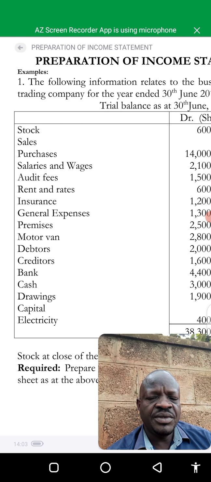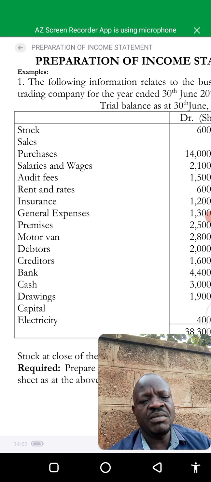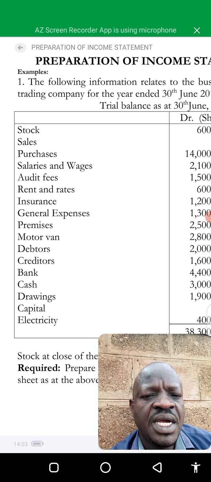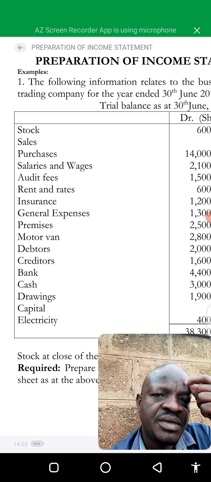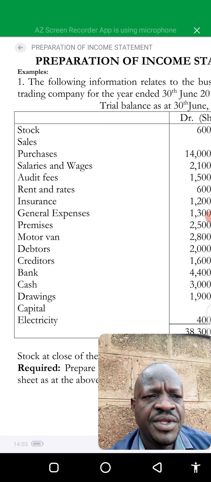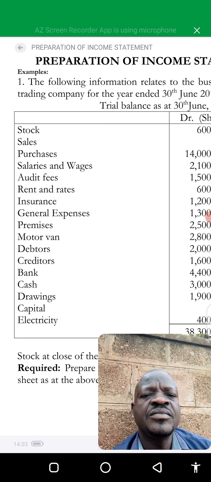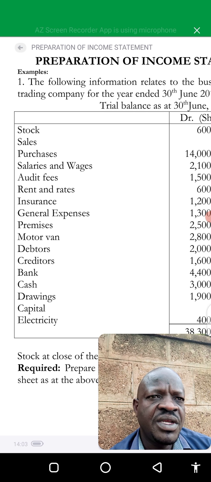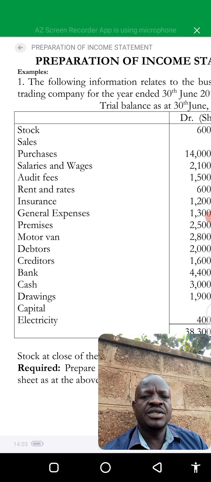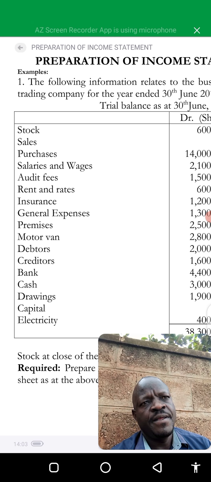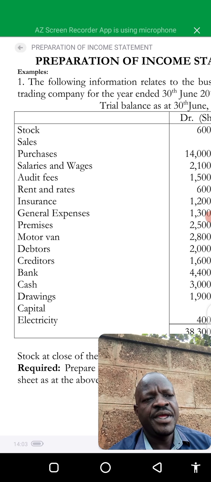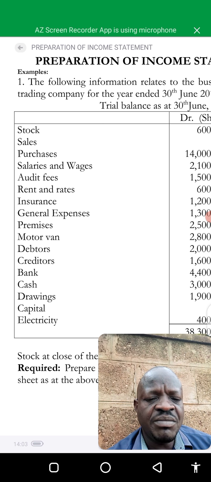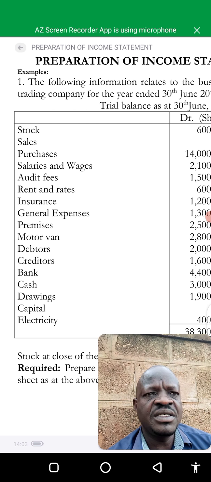We have taken long, but we have to come back to our lesson and move on. Sorry for the long time, but the last time we met, we were looking at extraction of ledgers. We prepare them, and then after preparing the ledgers, we balance them down and extract a trial balance.